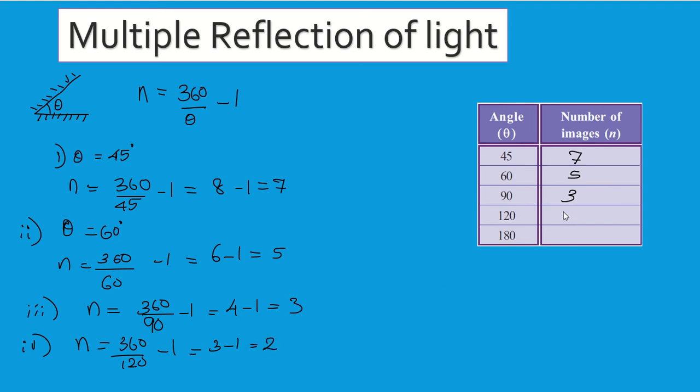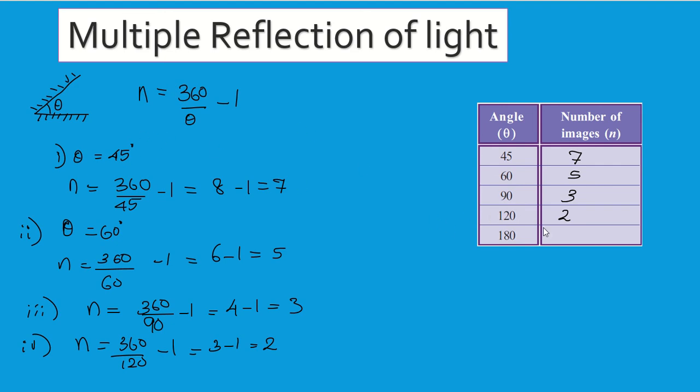So when two mirrors are aligned at 120 degrees with each other, we will be getting 2 images. The question can be asked in a reverse way also. If the number of images formed is 2, what is the angle between the mirrors? So in that question also, you can use the same formula and find it out. Okay. So the last one is very easy.